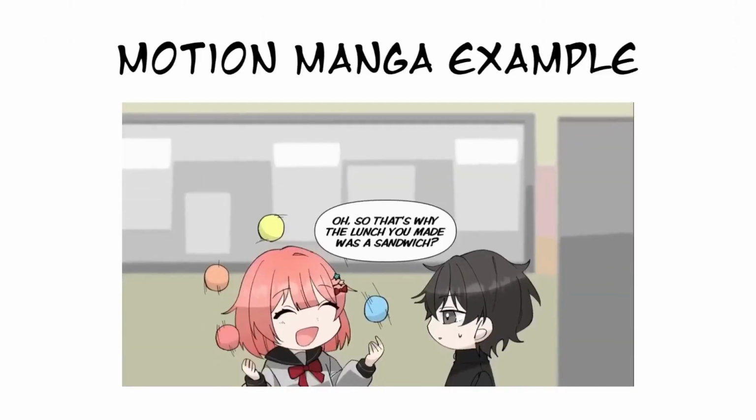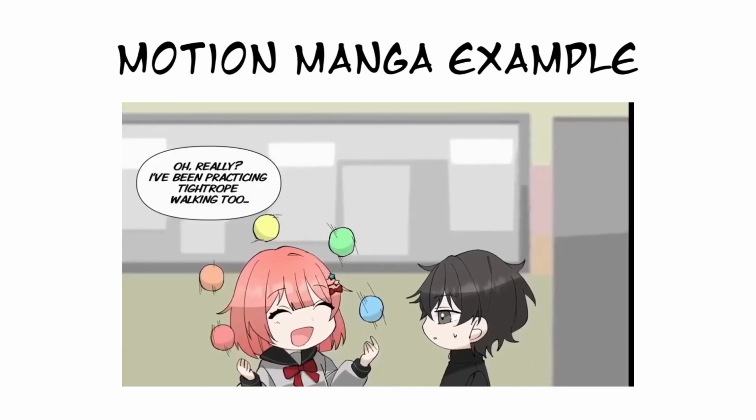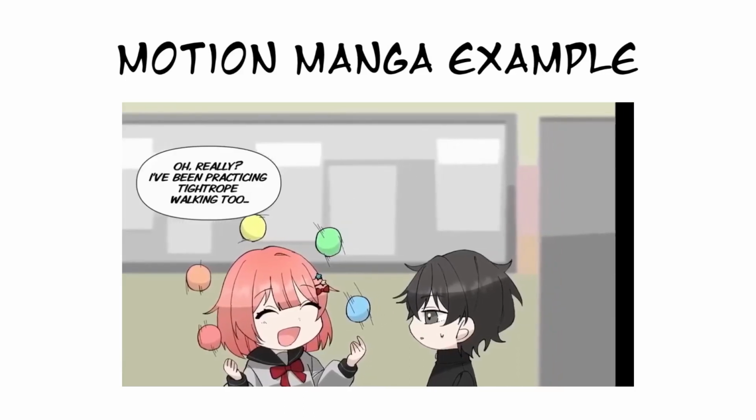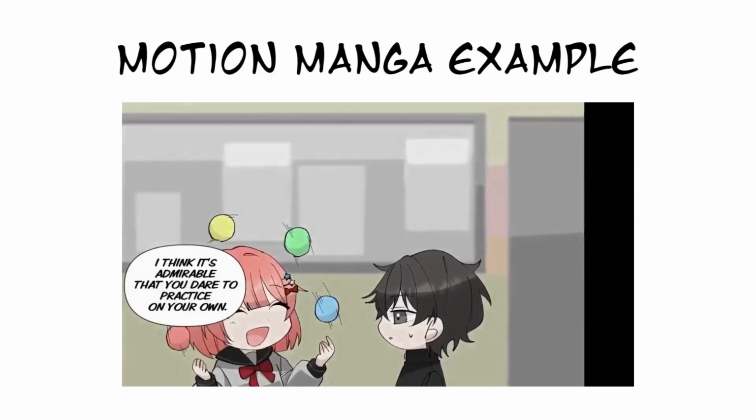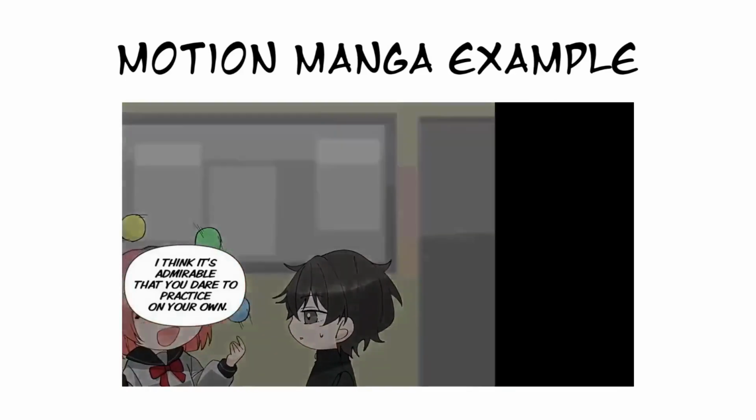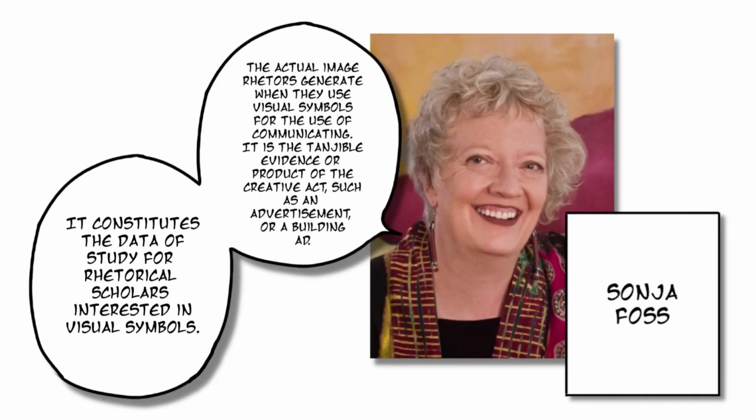Motion manga, or manga anime, is a visual style that complements original manga art by adding movement, sound, and effects that enhance the image. Think of it as a form of visual rhetoric. Sonja Foss describes this as the actual image writers generate when they use visual symbols for the purpose of communicating. It is a tangible evidence or a product of the creative act, such as a painting, an advertisement, or a building. It constitutes the data of study for rhetorical scholars interested in visual symbols.